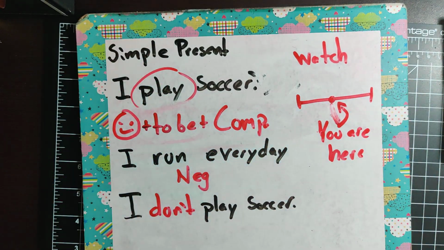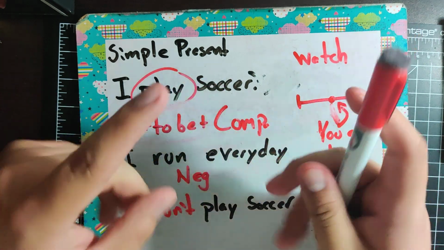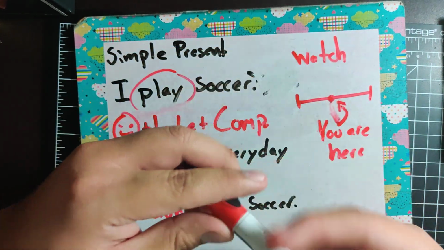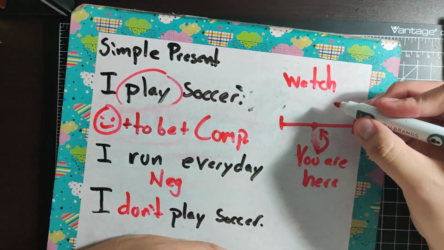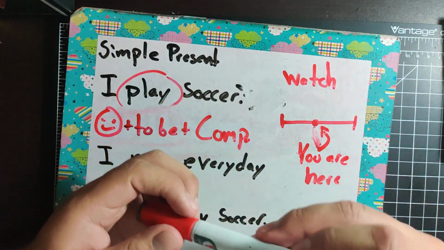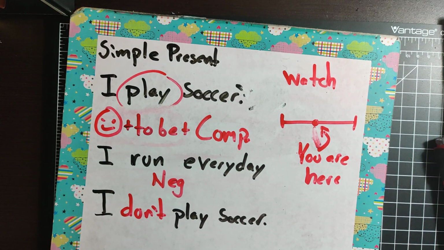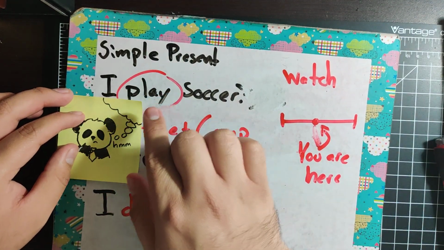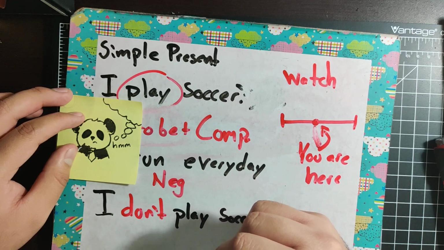For example, si yo digo ahorita, I play soccer, no estoy diciendo lo que lo estoy haciendo en este momento. No. I'm simply saying que yo tengo el conocimiento. Okay? I'm simply saying that I have the knowledge of how to play soccer. Okay? In other words, I'm saying that I know how to play soccer. Yo sé cómo jugarlo. Okay?